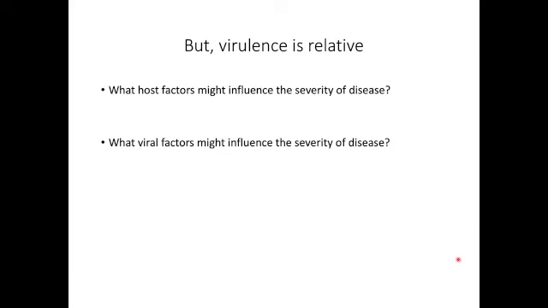But virulence is relative. So what's virulent in one animal may not be virulent in another. What's virulent in one human may not be virulent in another. So that kind of brings up these two questions. What host factors might influence the severity of disease, and what viral factors might influence the severity of disease?